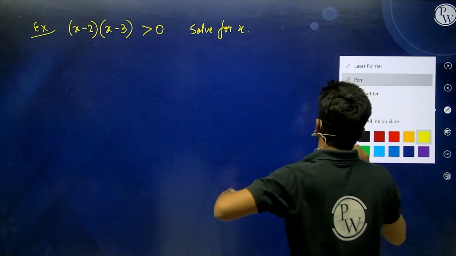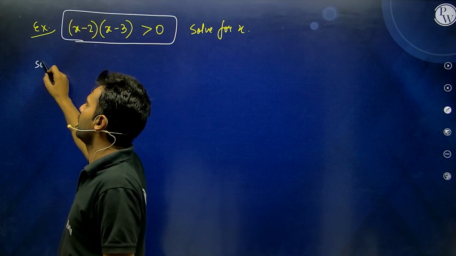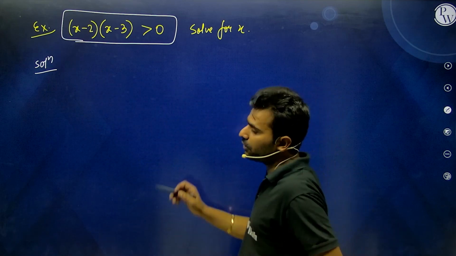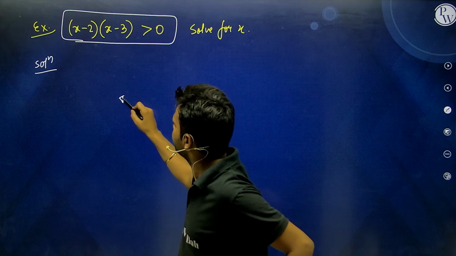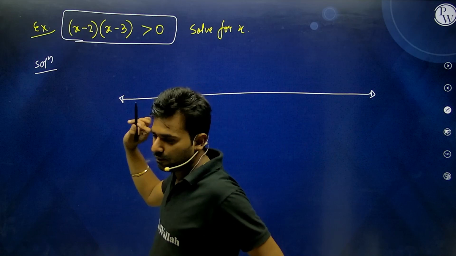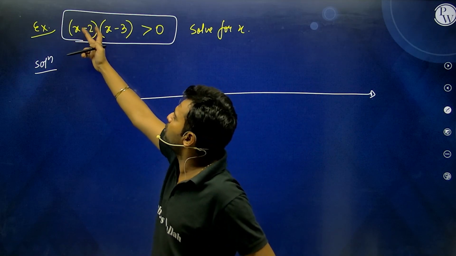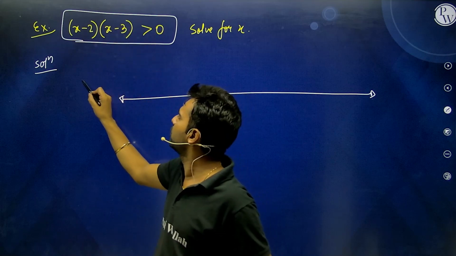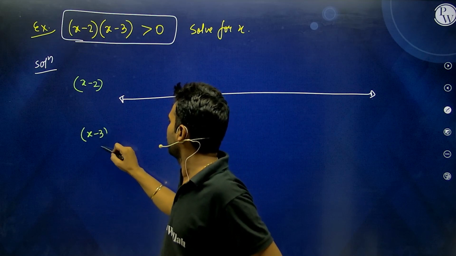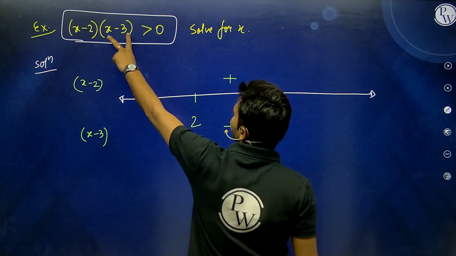But the question is telling me what? It is asking me to find those values of x which, when we put them over here, satisfy the inequality. Okay. So in order to solve these inequalities, observe over here: for values of x greater than 2, this is positive and this is also positive, yes or no? For values of x greater than 3, this is positive.